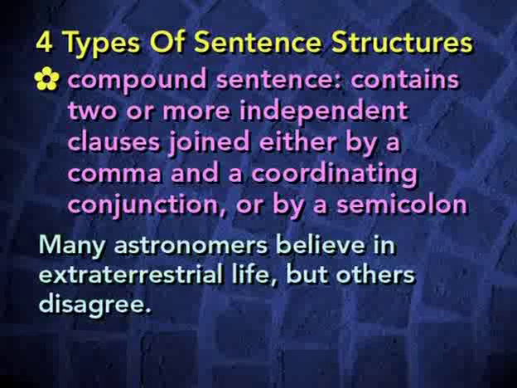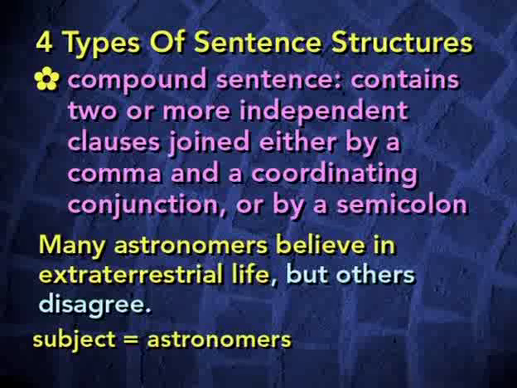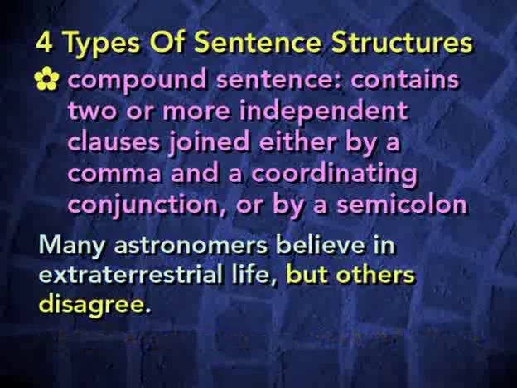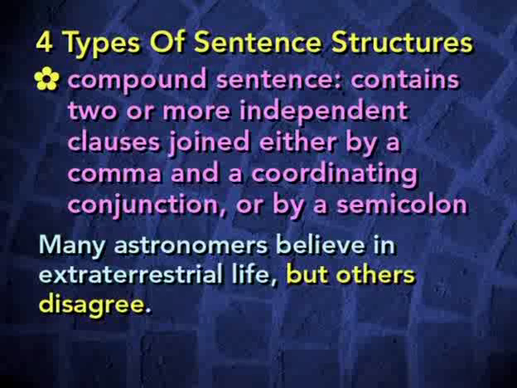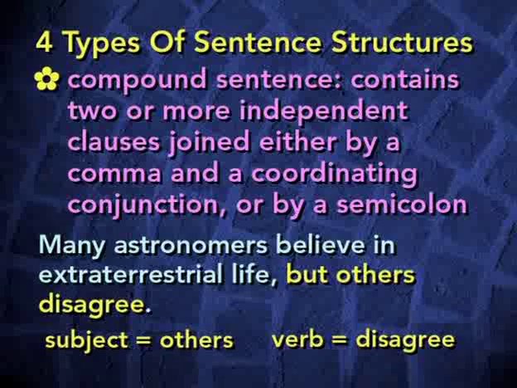The first independent clause is, many astronomers believe in extraterrestrial life. The word extraterrestrial means life outside of this planet, outside of the Earth. That could stand alone as a sentence. It's an independent clause. It contains the subject, astronomers, and the verb believe, and it could stand alone as a sentence. Then we have the clause, but others disagree. That could also stand alone as a sentence. It contains the subject others, the verb disagree, and the word but tells you that there's a contrast to the preceding idea. Nonetheless, it could stand alone as a sentence.